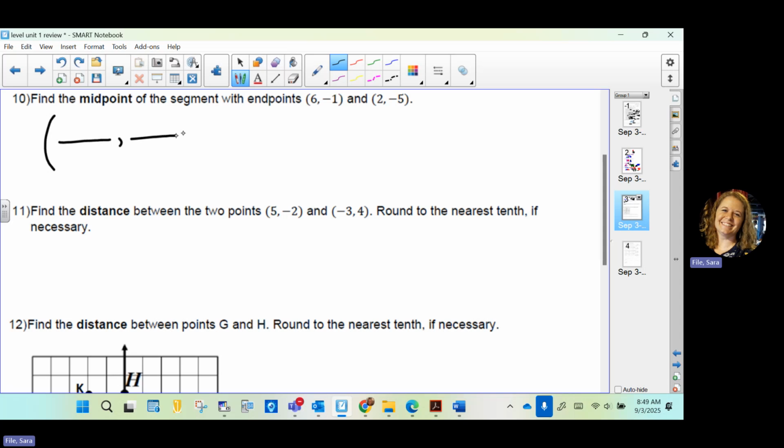Remember, it's the average of the x's and the y's. And you can type this into Desmos exactly like this, with the parentheses and with the comma, and the fractions. And then you simply plug in your x's. So my x's are 6 and 2. So it'll be 6 plus 2, because the formula is a plus. And then your y's are -1 and -5. So if you type that into Desmos, just exactly like that, it will do the work for you.